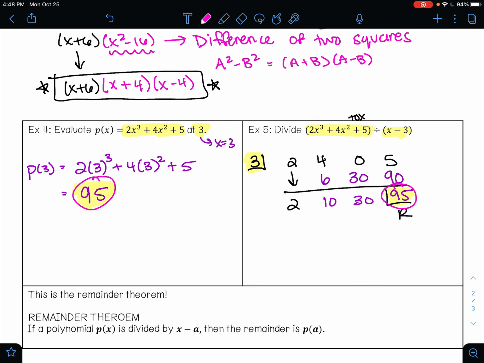This is the remainder theorem. So if a polynomial p of x is divided by x minus a, then the remainder is p of a. So instead of having to plug into all of this and calculate that using the order of operations or a calculator, you could do synthetic division, and your remainder is what it equals if you were to evaluate it using function notation.